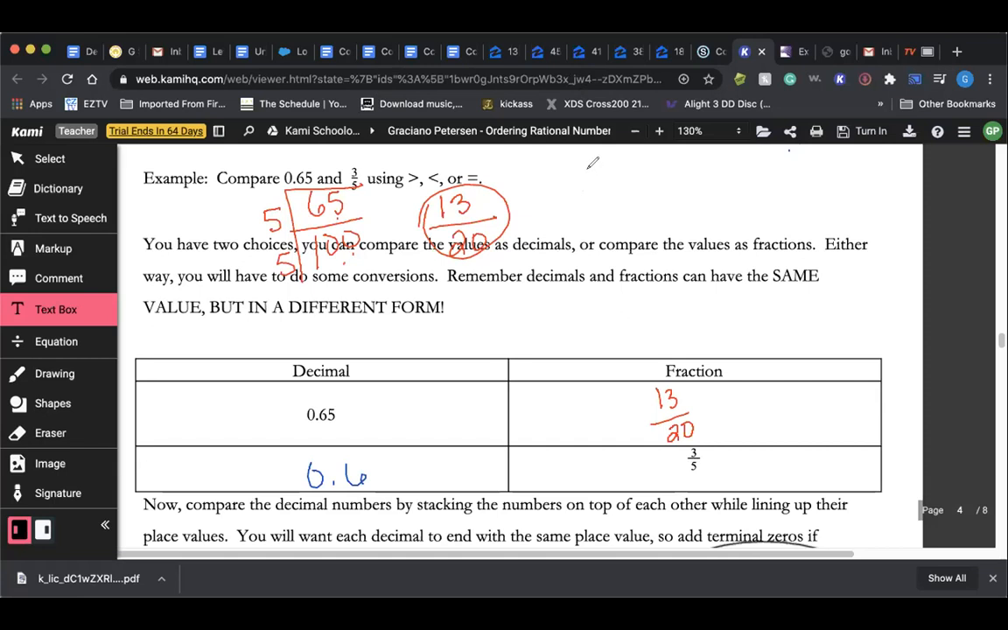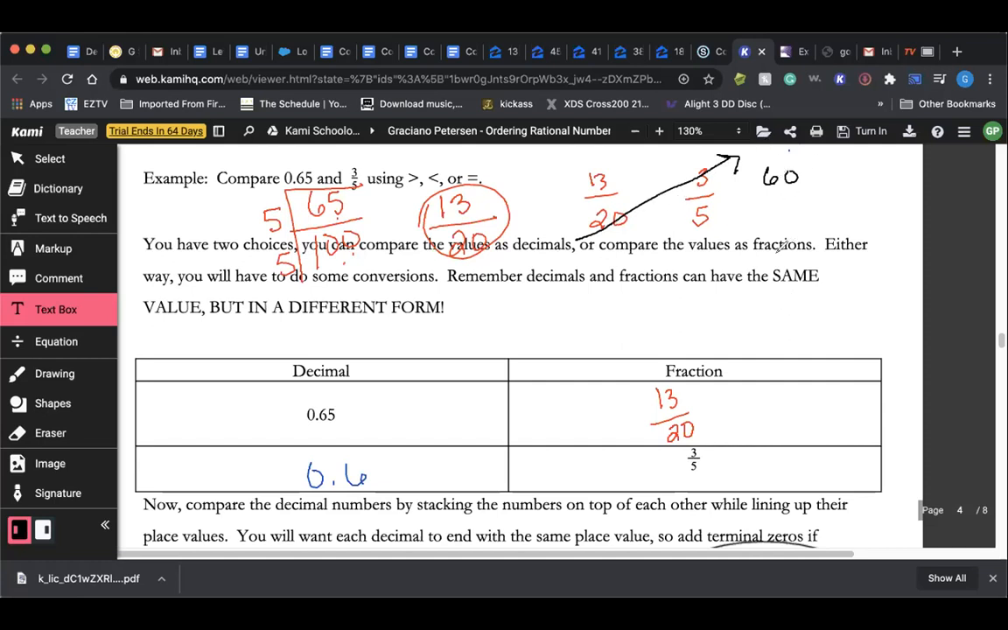So I have 13 over 20 and 3 over 5. In order to compare them, you have to cross multiply, okay? And you go from the bottom to the top when you cross multiply, always from the bottom to the top. So I'm going to go from 20 and multiply it by 3. What's 20 times 3? What's 2 times 3? 6. So then I just add a 0, right? 20 times 3 is the same as 2 times 3 with a 0 at the end, right?